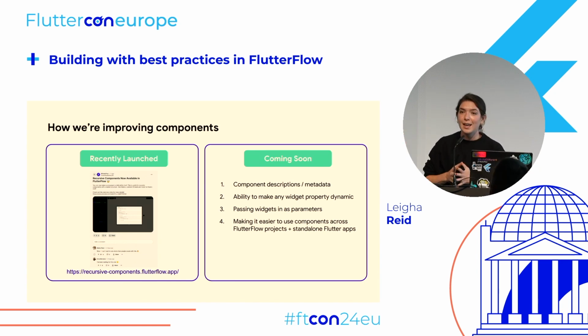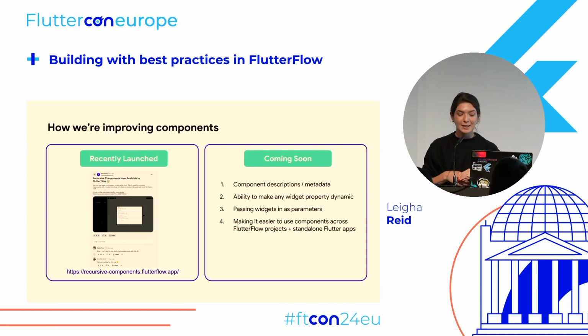So we're working on adding metadata to components to make it easier to discover or use components and know how to use them and where they should be used. We're adding the ability to make any widget property dynamic. So if you've used FlutterFlow extensively, you probably recognize the little orange handles to bind variables, right? I'm looking at this front row here because I know you all use FlutterFlow a lot. And right now that's only on some properties. So we're making every property able to be bound to a variable.